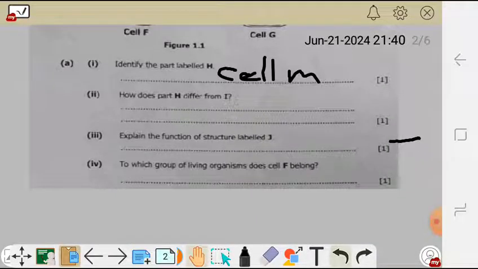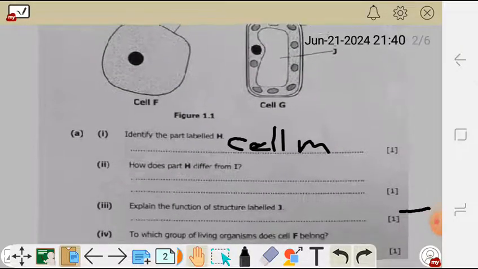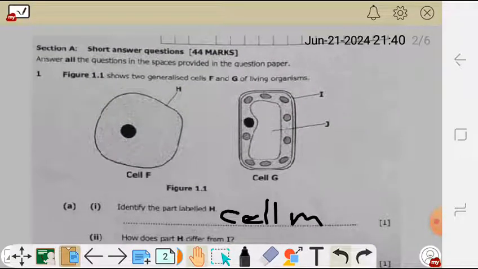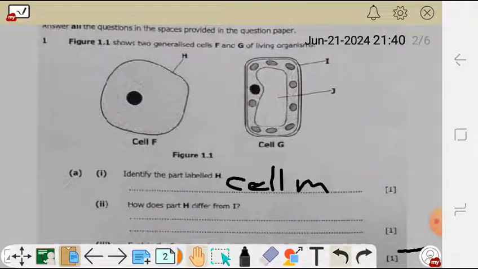Then from there, number 4 says, to which group of living organisms does cell F belong? So let's go back to cell F. They are asking to which group of living organisms it belongs. When you look at cell F, we can identify the group where it belongs by looking at its features.